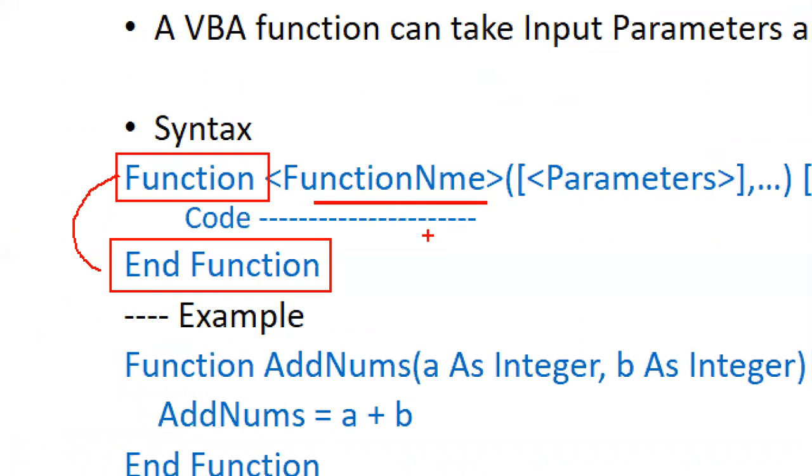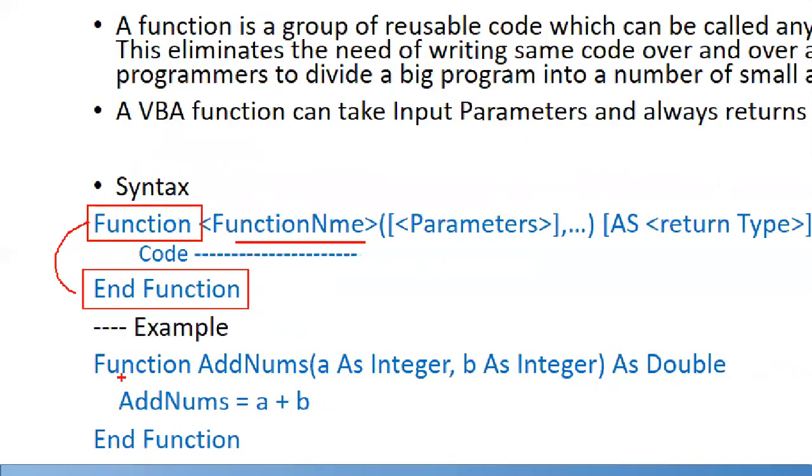It might be, say, that I want to do an addition of two numbers, so I might have a function called Add. Any name you can give it. Since I'm doing addition of two numbers, the parameters will be something like A as Integer, B as Integer. It can take optional zero, one or multiple parameters. You can take any number of parameters.